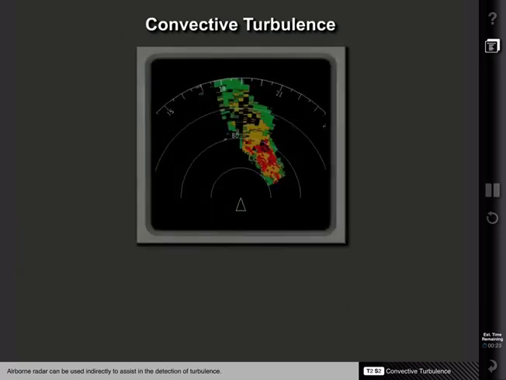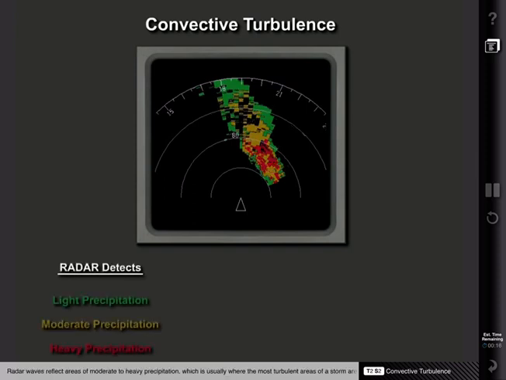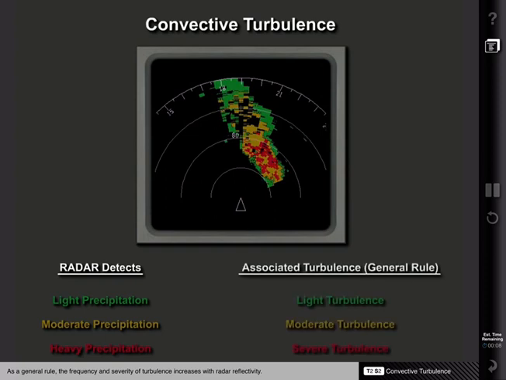Airborne radar can be used indirectly to assist in the detection of turbulence. Radar waves reflect areas of moderate to heavy precipitation, which is usually where the most turbulent areas of a storm are located. As a general rule, the frequency and severity of turbulence increases with radar reflectivity.